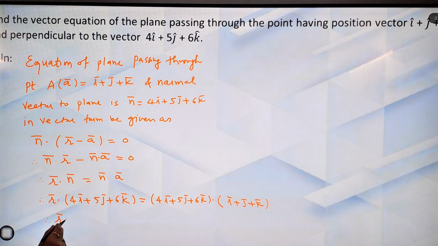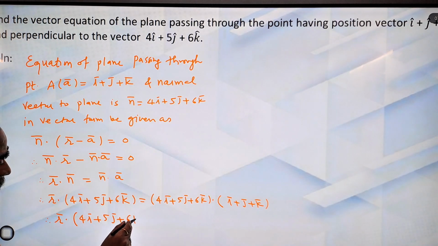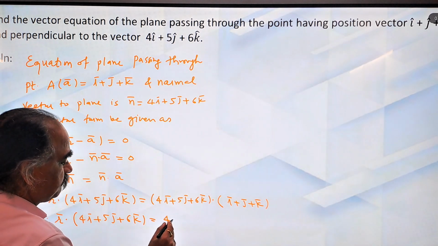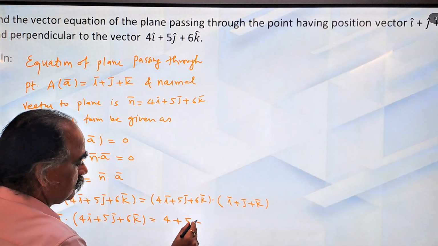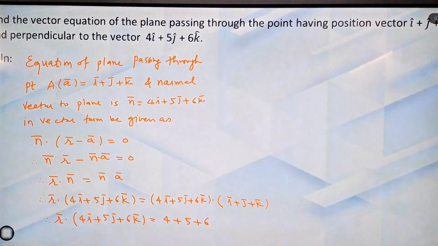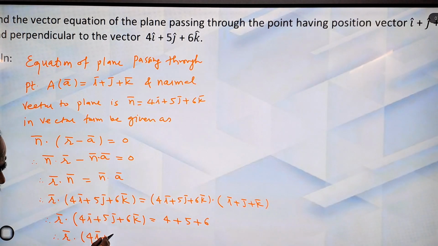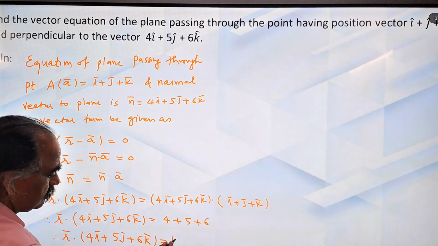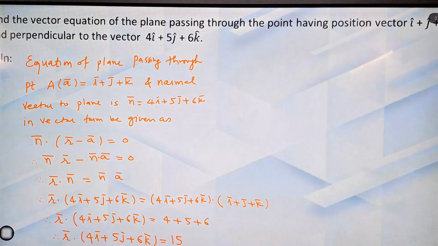Therefore r bar dot 4i plus 5j plus 6k is equal to 4 plus 5 plus 6. So r bar dot 4i plus 5j plus 6k bar is equal to 15.